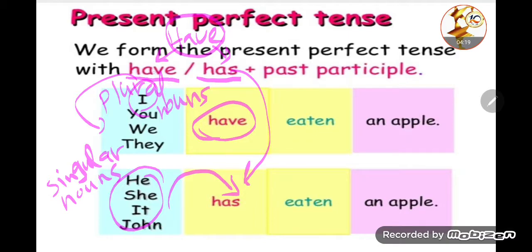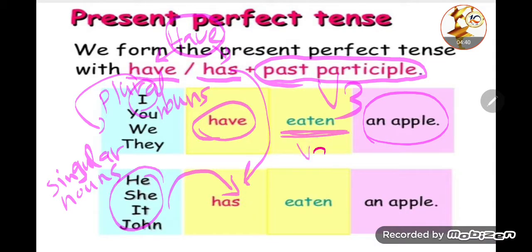And in present perfect simple, after have and has we should put what? The past participle, which is the verb 3. We need to prepare the third form of the verb, as we see here. For example, you have eaten an apple. Eaten is the verb 3 of eat. The past form, or verb 2, is ate. He has eaten an apple. Same thing, eaten is verb 3. Okay, so whenever we form a positive sentence, we use a subject, either singular or plural. If the subject is singular, we use the helping verb has, then the verb 3, the past participle. If the subject is plural, we use what? We use have and the verb 3.